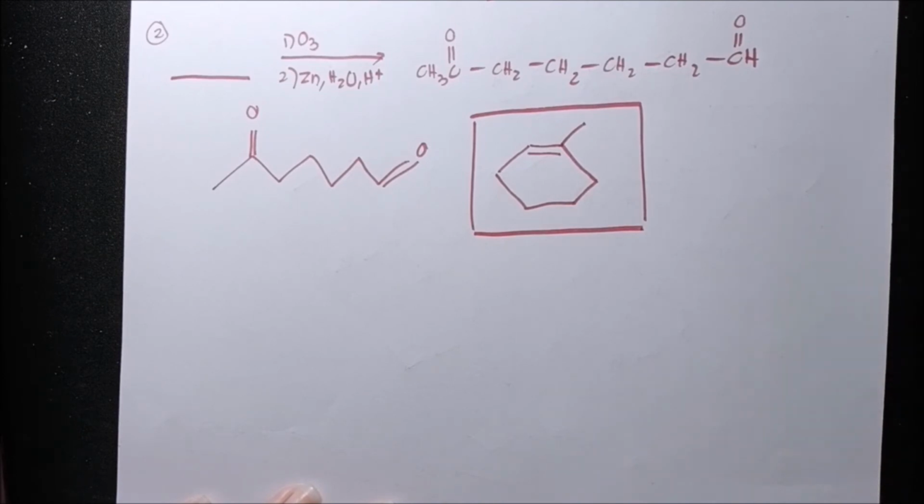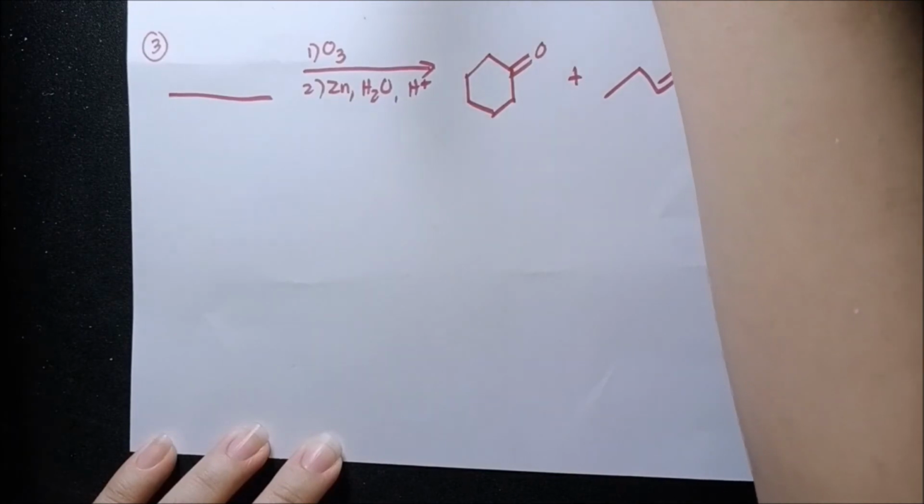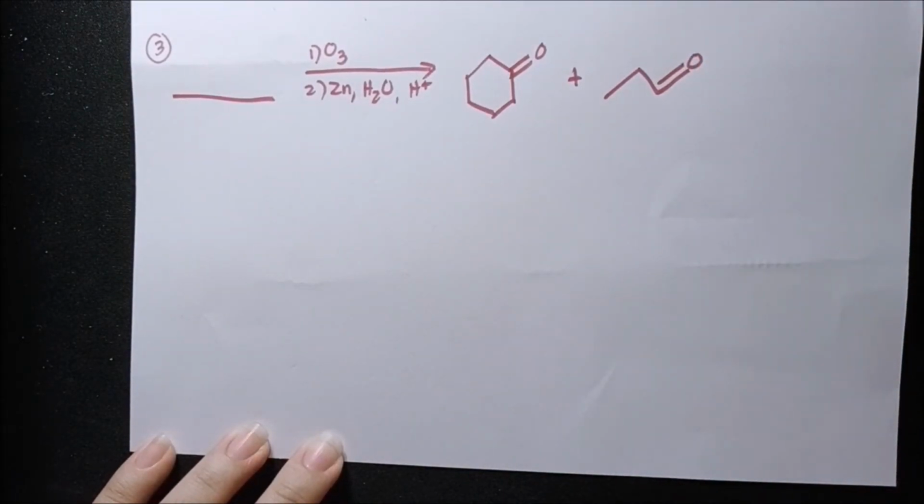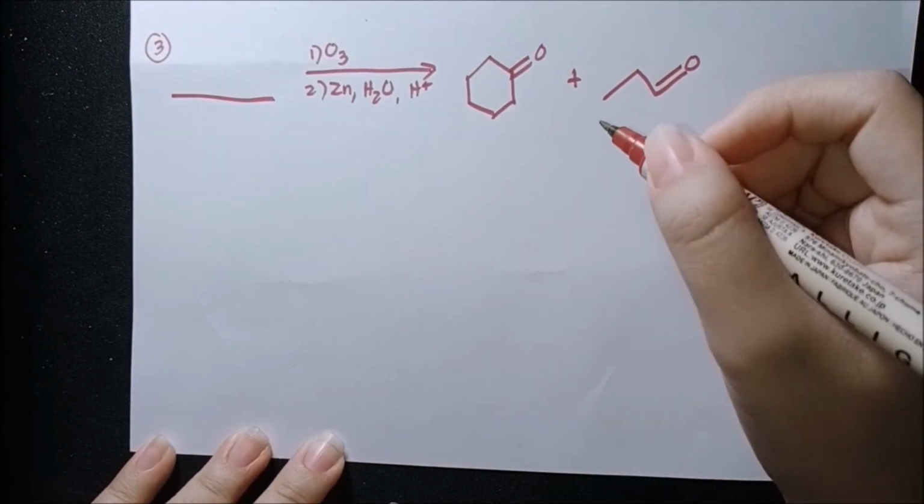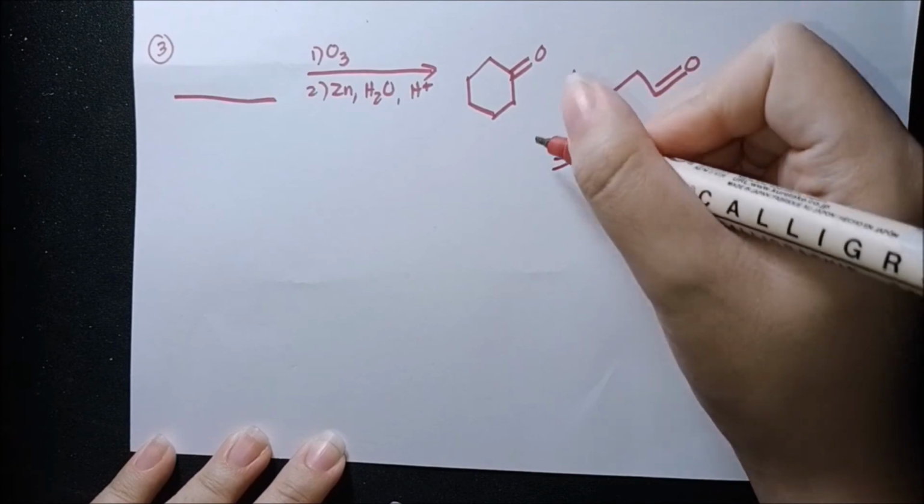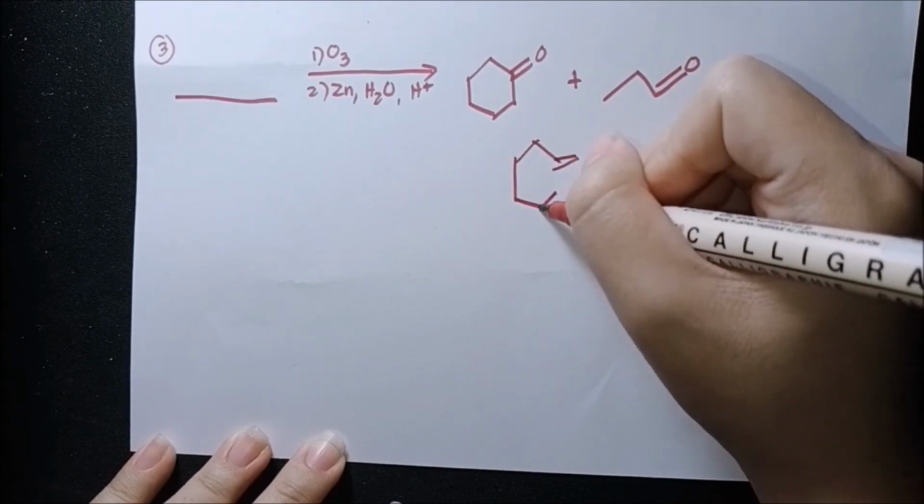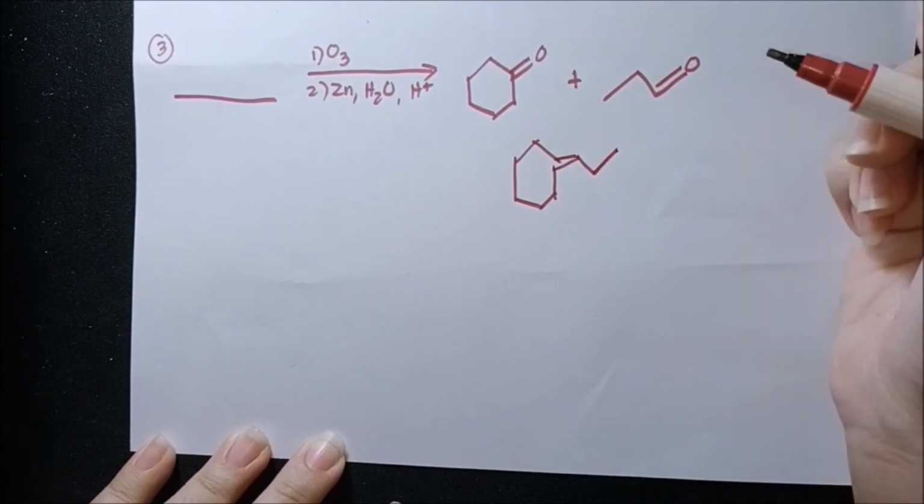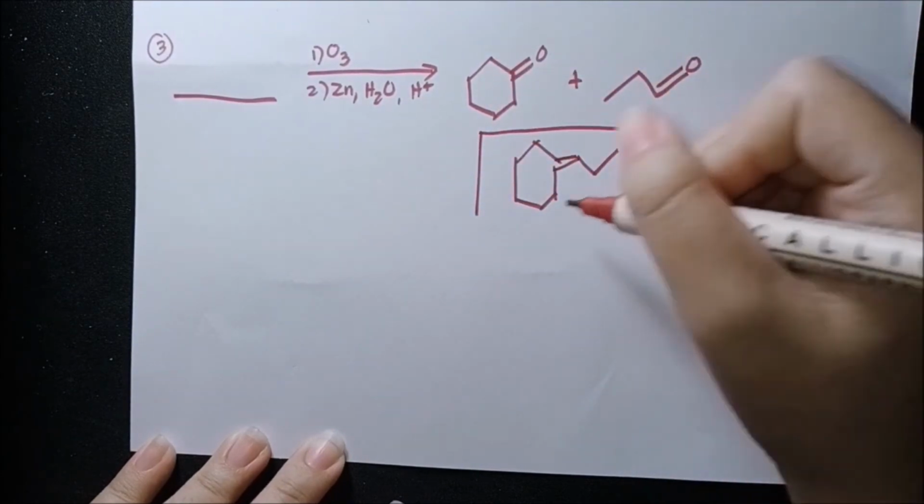For number 3, we will again repeat the process. We will first draw the double bond and copy the remaining alkyl groups like this. And that is your final answer.